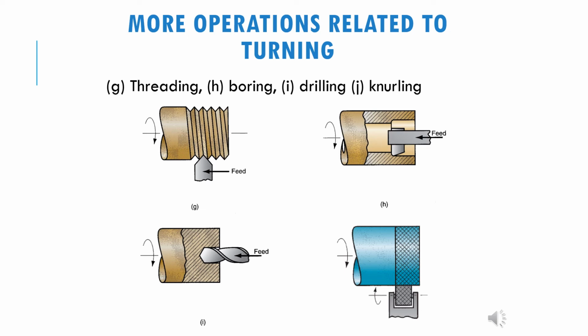And then we also have boring process. Boring process is by creating the hole inside the area of the workpiece. So this one we are going to look further later. And then we also have, you can also perform drilling in the workpiece using the turning process. And last one is knurling. Knurling is creating the crosshatch surface on this area. Okay, so there's a special tool for knurling process.